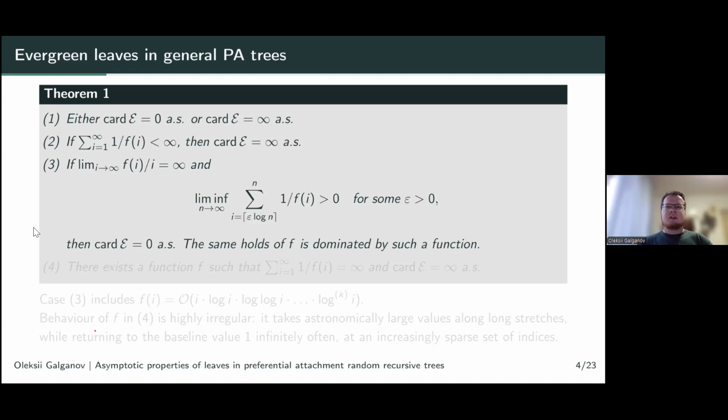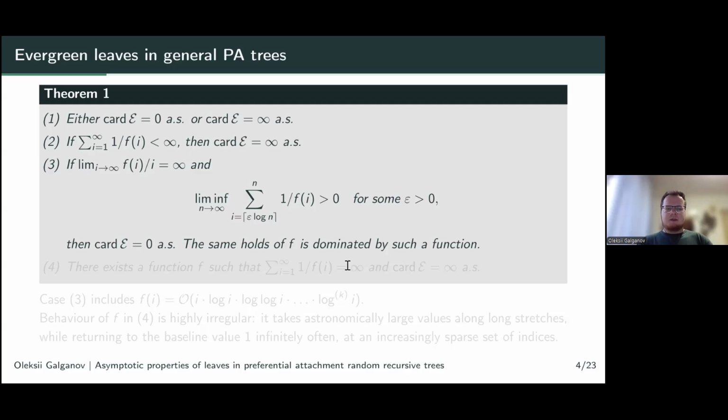faster than the linear function, and if also some kind of condition, let's say not the balance, but we can call it a condition that means that f doesn't grow too fast, because, for example, for power functions with power greater than 1, this doesn't hold true. Then in this case, there are no evergreen leaves, and also the same holds if the function f is dominated by a function for which these two conditions hold.